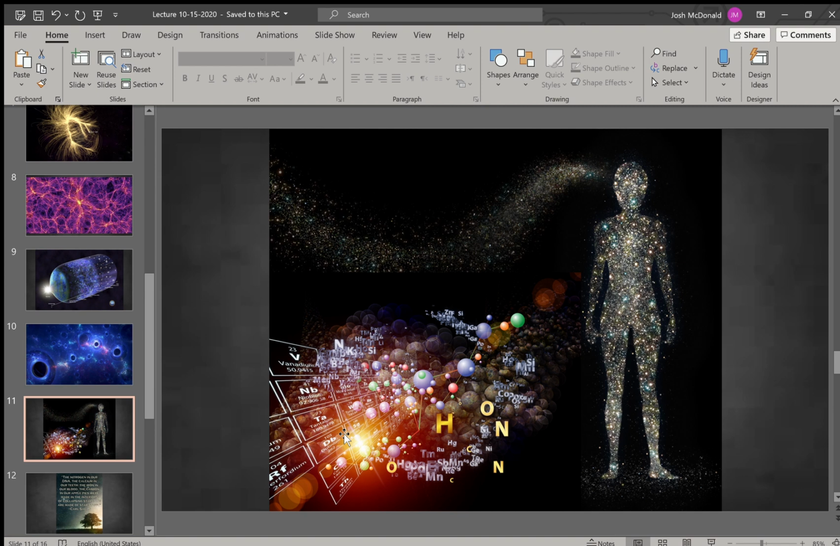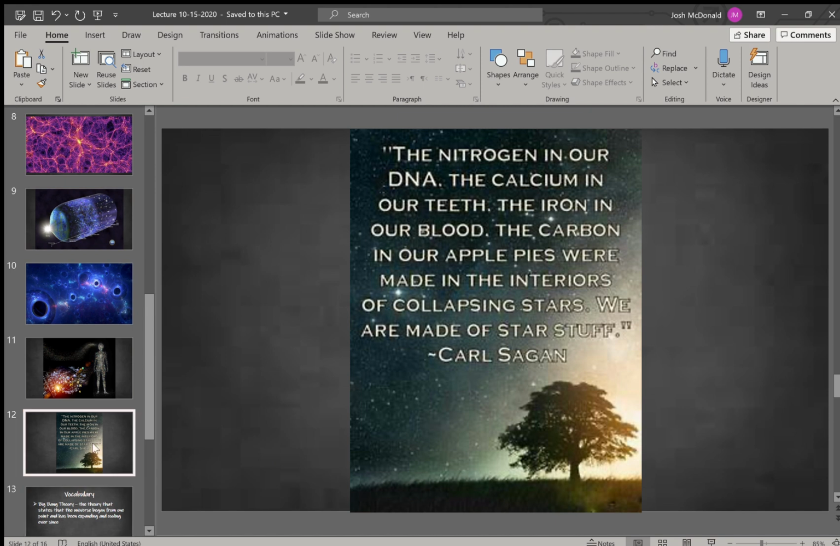Where did that matter come from? Well, it came from stars. Everything that we see in our universe is recycled. It's recycled atoms. It's recycled matter. Carl Sagan, who was a famous astronomer, said the nitrogen in our DNA, the calcium in our teeth, the iron in our blood, the carbon in our apple pies were made in the interiors of collapsing stars. We are made of star stuff.